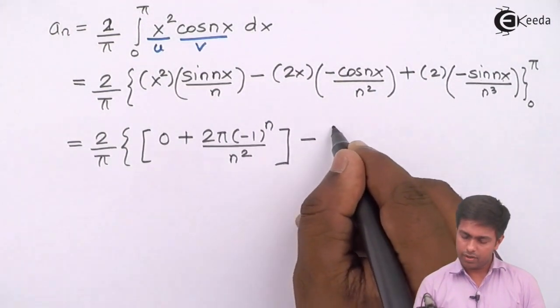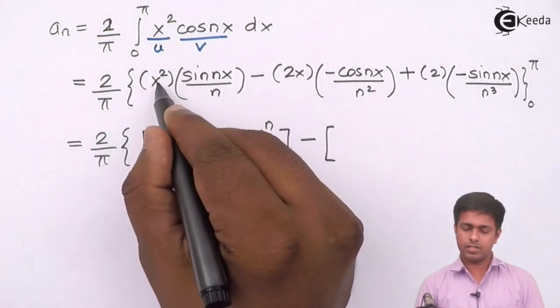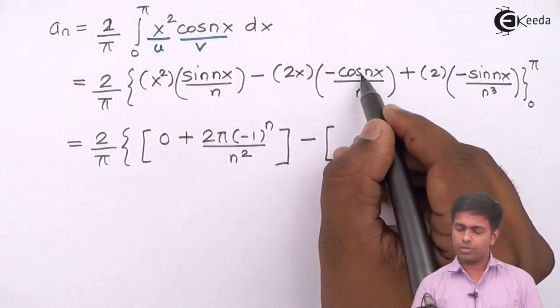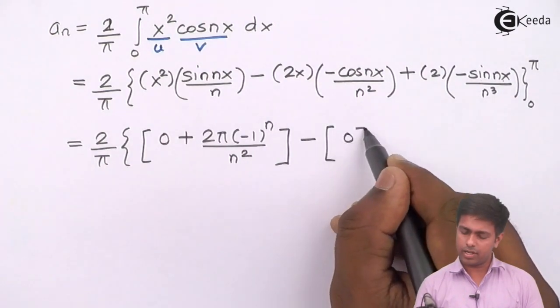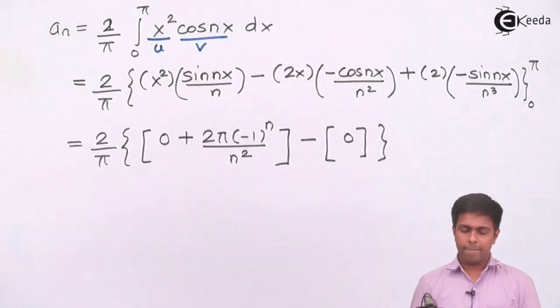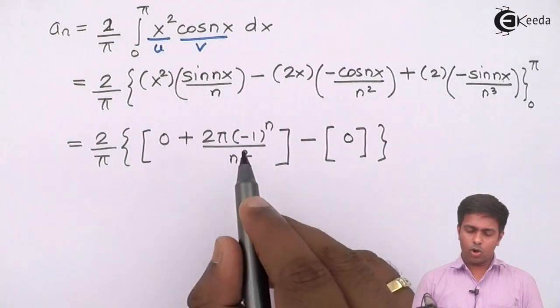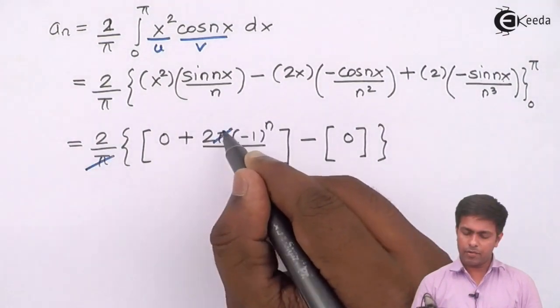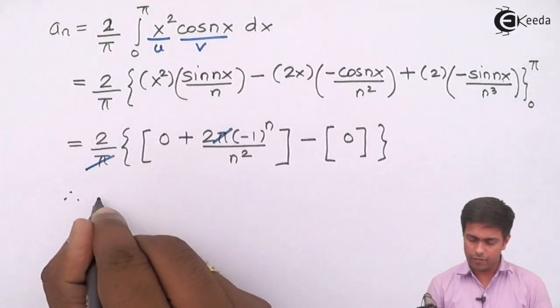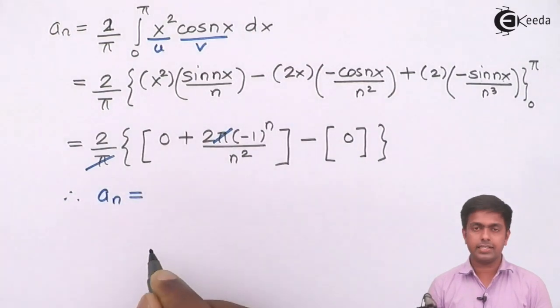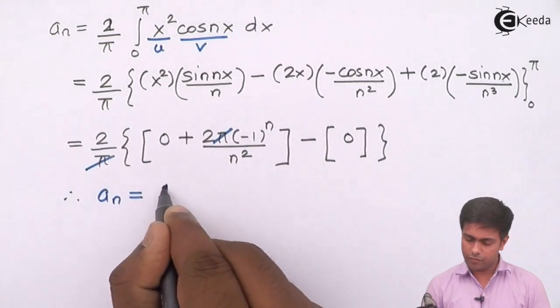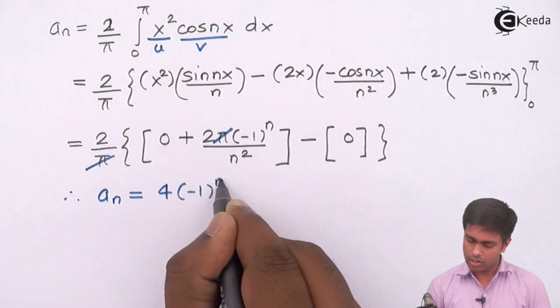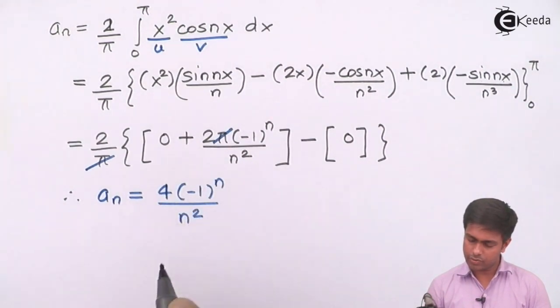Middle sign negative. If I put the lower limit, 0 square is 0, 0 into this is 0, and sine 0 is 0, so we are getting 0. So it means we just got one term. So here I can cancel pi with pi, and therefore I'll say the value of an is 2 into 2, that is 4 times minus 1 to the power n upon n square.